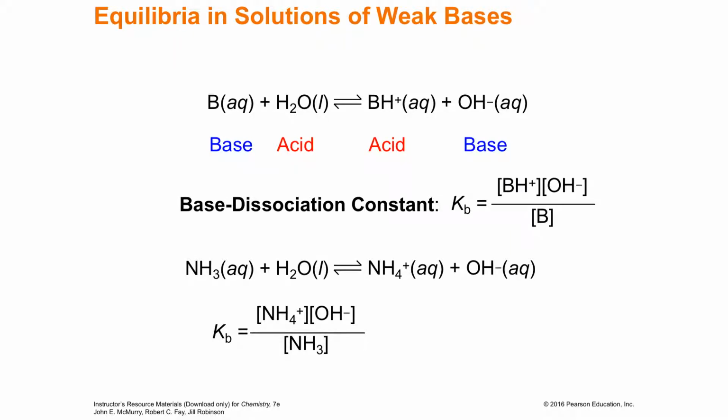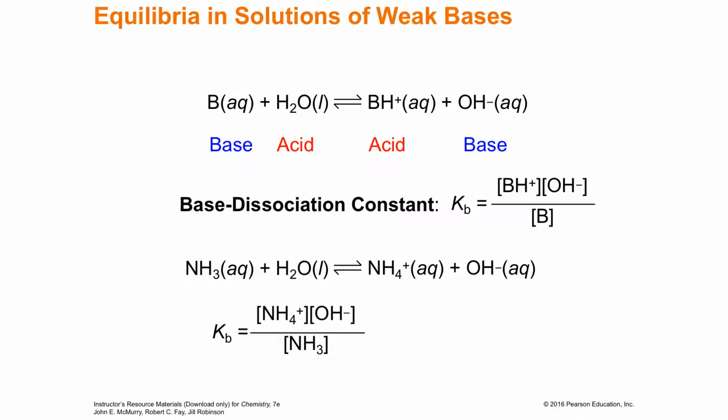Section 16.7, weak bases. Remember, a weak base is something that can grab a hydrogen from water, but it doesn't do it a lot. It doesn't completely do it. So most of the molecules will still be whatever the base is, but some of them will grab the hydrogen from the water. The water's acting as a Bronsted-Lowry acid, and the base grabs it and will become its conjugate acid, and then leave hydroxide.